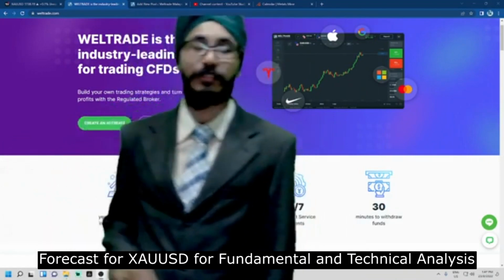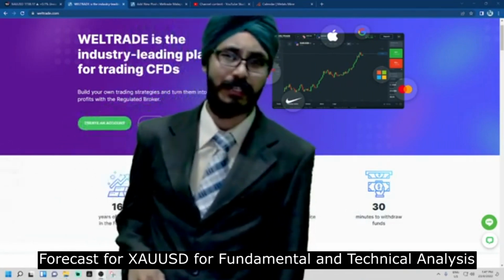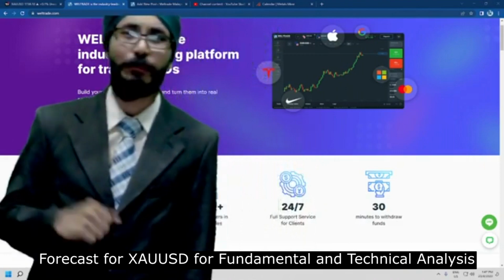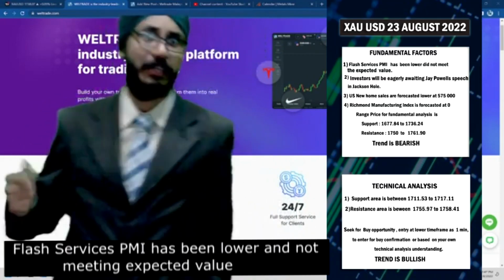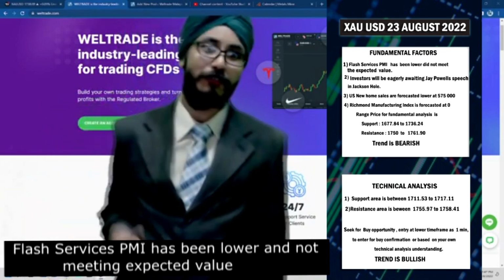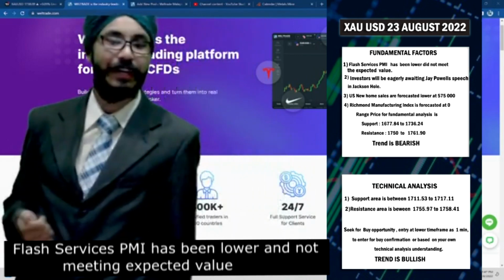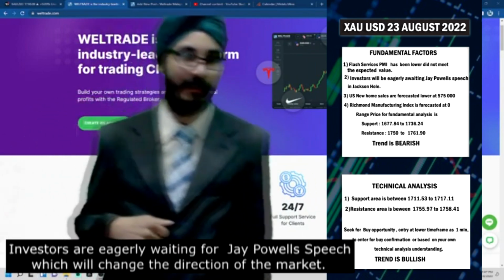Today I'm going to focus on the gold trend based on technical analysis and also fundamental analysis. Looking forward, we can see we have four fundamental factors. Firstly, the flash PMI is quite low. Secondly, we are waiting for the most important news this Friday by Jay Powell that will actually change the direction of the US market.